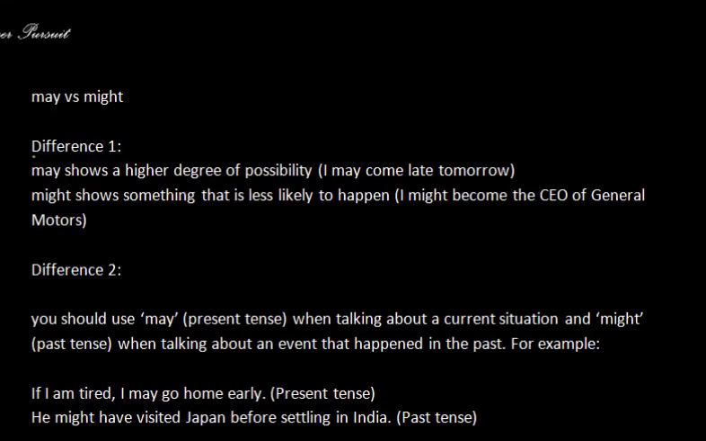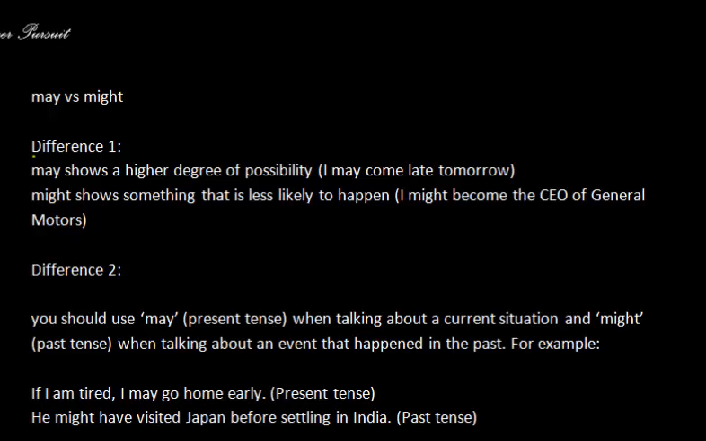The first one says may shows a higher degree of possibility, and might shows something that is less likely to happen. So let's try to understand may. It shows a higher degree of possibility. That means if you say I may come late tomorrow, that means the possibility of your coming late is far higher. But if you say that I might become the CEO of General Motors, that means it is very, very unlikely. It is quite wishful.